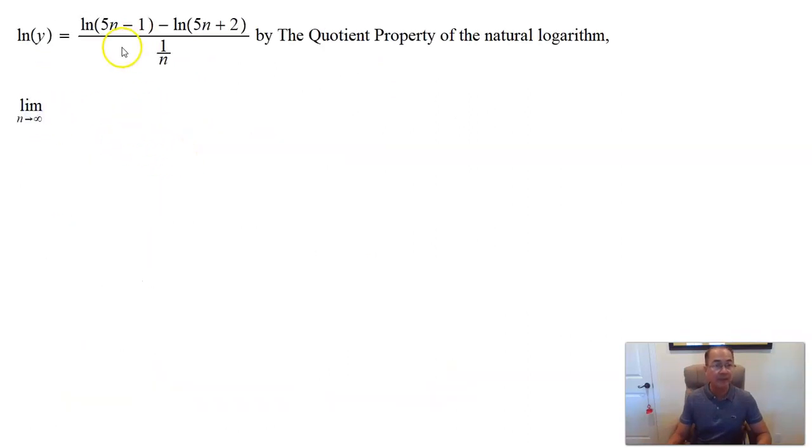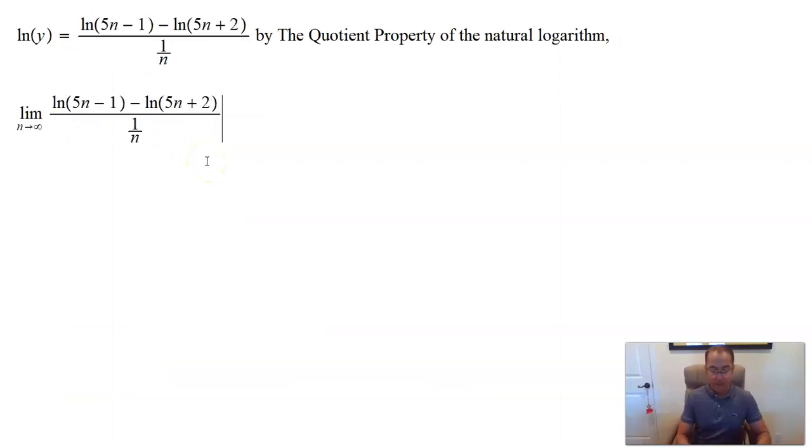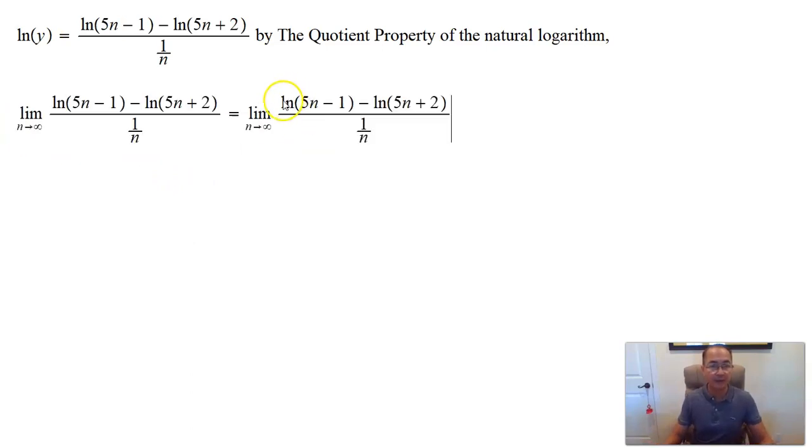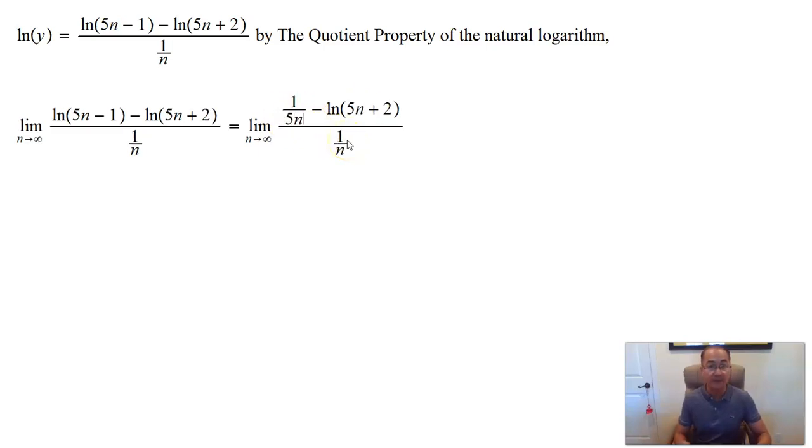So now we have the limit as n approaches infinity of this equals the limit as n approaches infinity of the derivative of the numerator. So that turns into a fraction, and I'm going to borrow this. And we're going to get 1 over 5n minus 1, chain rule times 5. And then we will have 1 over 5n plus 2 times 5.